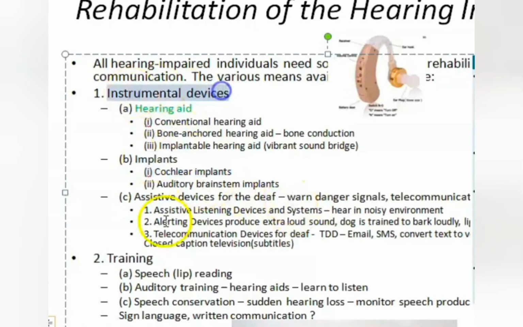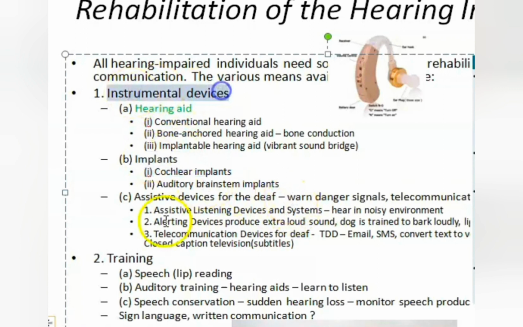Rehabilitation of the hearing impaired consists of using instrumental devices and some trainings. Instrumental devices can be hearing aids, which can be air conduction or bone conduction hearing aids. It can be implants such as the cochlear implant or the auditory brainstem implant. It can be assistive devices such as assistive listening devices to hear in the noisy environment, or alerting devices. For example, you train the dog to bark if there is a fire. So for some alarm when there is hazard, when there is risk, or sometimes to read the SMS, email, text. Also, you can use some telecommunication devices.